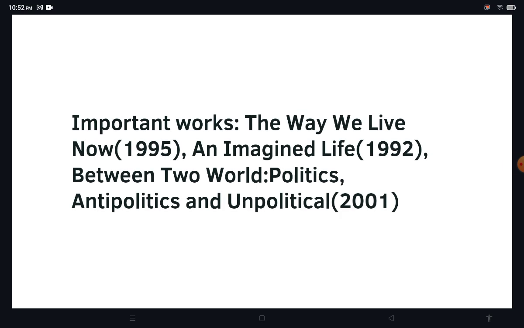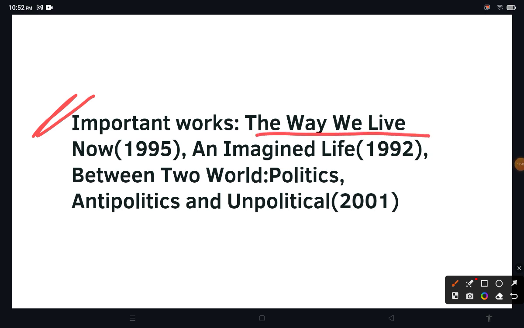So let's see his important works quickly. Please note down: The Way We Live Now. It's also the same title that Anthony Trollope used. When I searched in Google, I first saw Anthony Trollope, then I saw in the row that there was also Richard Hoggart's The Way We Live Now. So Anthony Trollope also wrote it.